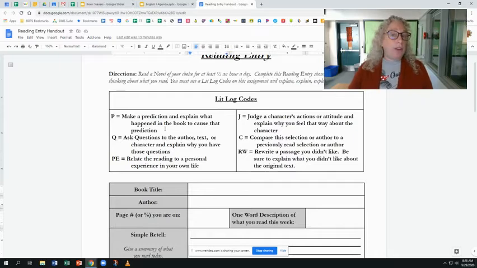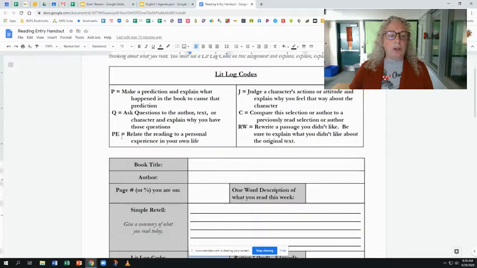So this is more than just a prediction. You also have to explain why you think that is a possibility. Q stands for ask questions. This can be questions to the author, questions about the text, questions to a character or about a character, but then you have to explain, where do these questions come from? Why do you have these questions? What do you think the answers might be to those questions? So again, this is not just a list of questions. You have to be explaining your thinking here.